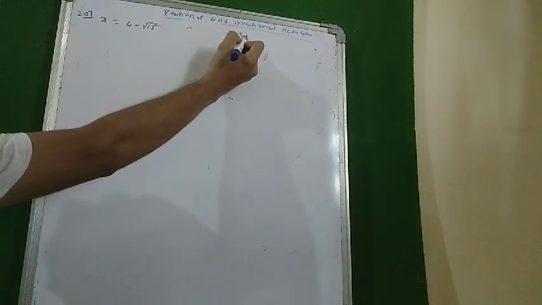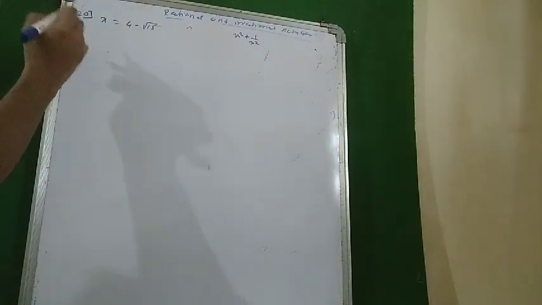Okay, we'll try to solve the 20th sum of the same page. Again, you need to find out x square plus 1 upon x square. The question is the same. So first of all, we will try to find out the value of x square.